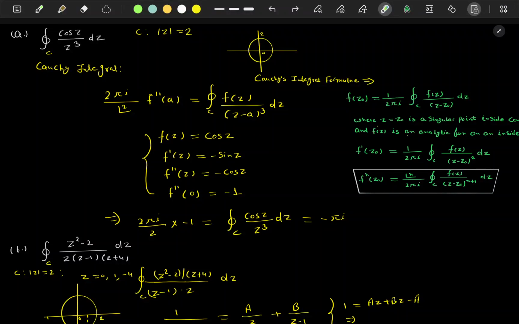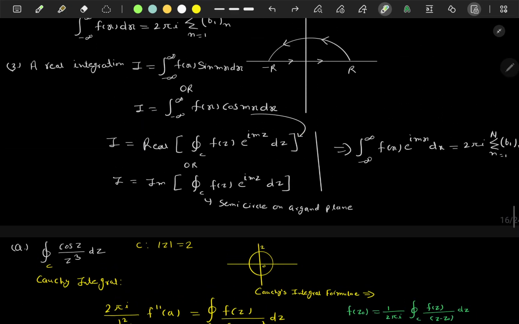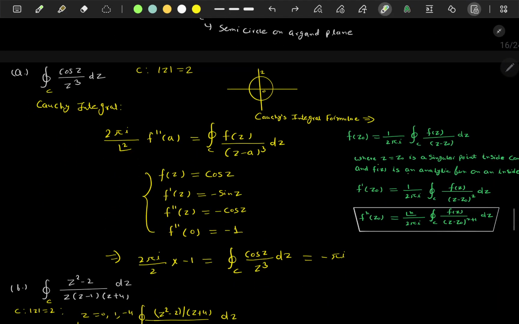Hello everyone, very good morning, and today we are going to start our numericals on residues. We have studied residues and the method to solve a complex integration. Now suppose we have a function cos z by z cube and a contour mod of z equal to 2.